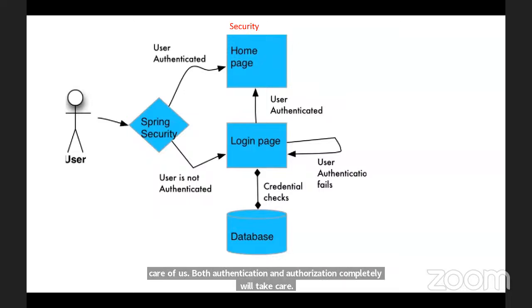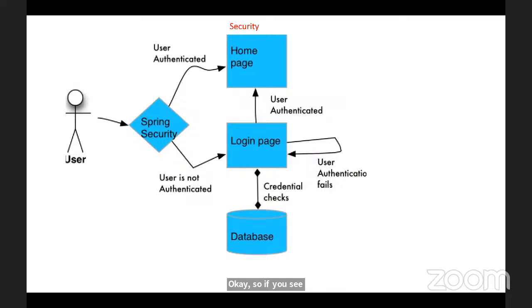If you see the diagram, when a user wants to access the home page, just like Gmail, mail.google.com, the security framework is going to take care. It will check whether the user is authenticated. If not authenticated, it will come to the login page. In the login page, the user enters the user ID and password, and it will verify whether they are correct. After that, it is going to cross-check the database credentials.